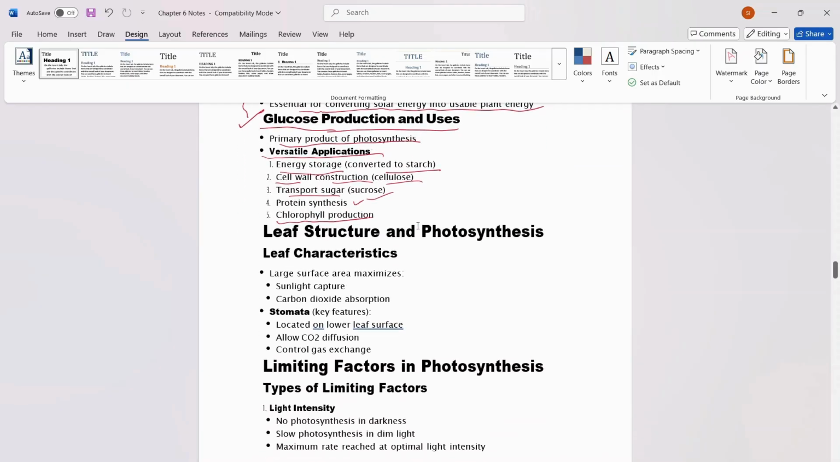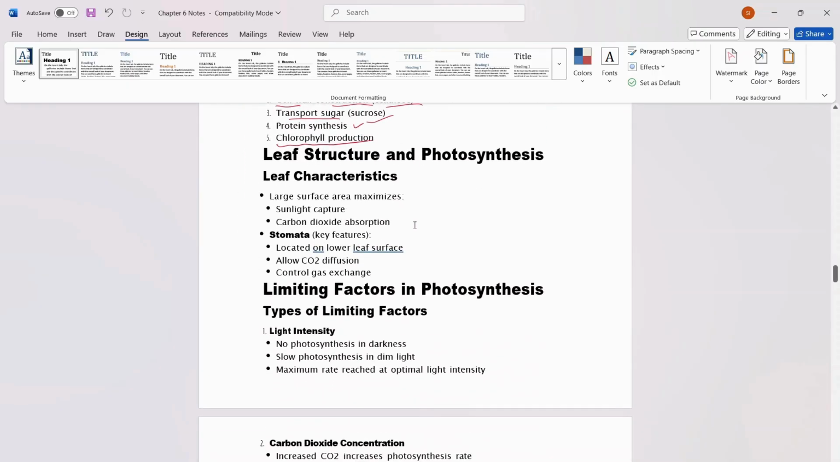Okay, leaf structure and photosynthesis. What are the leaf characteristics, and what is their role in photosynthesis? So leaf characteristics: large surface area, maximize sunlight capture, carbon dioxide absorption. The key features of stomata: they are located on the lower leaf surface, allow carbon dioxide diffusion and control gas exchange.